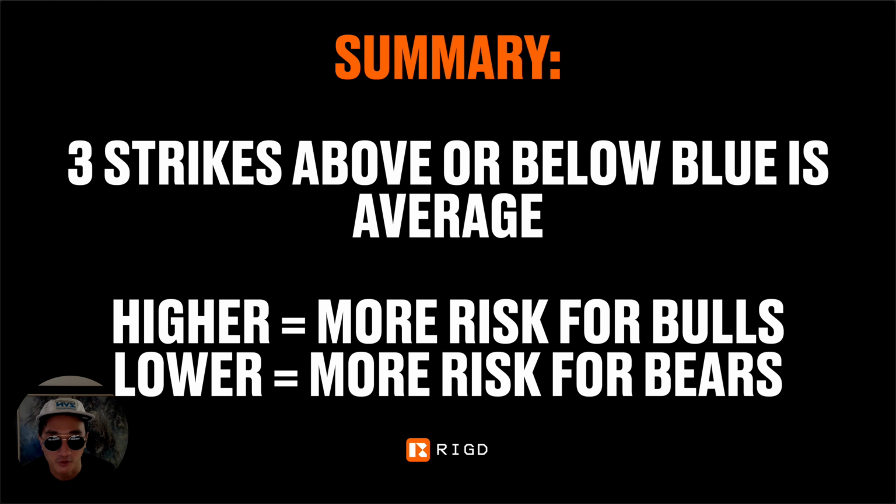Summary, 3 strikes up or 3 strikes down, that's the average. Higher we go, more risk for bulls. The lower we go, the more risk for bears.